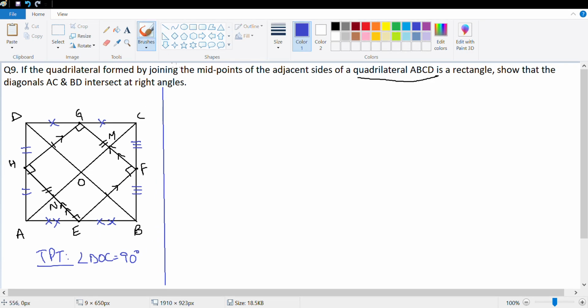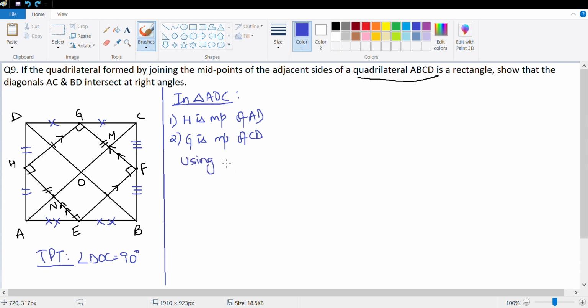So in triangle ADC, let's look at the triangle ADC first. We've done a question like this before. In triangle ADC, number 1, H is midpoint of AD, number 2, G is midpoint of CD. So using the midpoint theorem, what I get is number 3, which is HG is parallel to AC. Number 4, HG is parallel to EF also. Why?